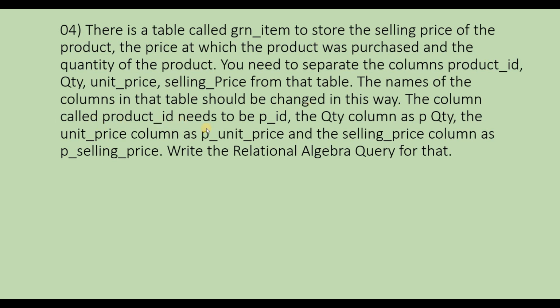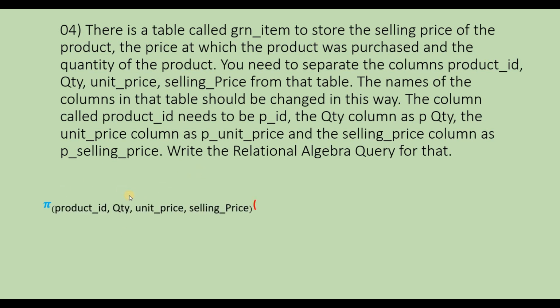The column called product ID needs to be PID, the quantity column as P quantity, the unit price as P unit price, and the selling price as P selling price. So in the fourth question, first we have to select the column names of the GRN item table. After that, we have to change the names. That means we have to rename those selected columns. So first we have to select the columns that we are going to rename. After that, we have to use the rename operator.